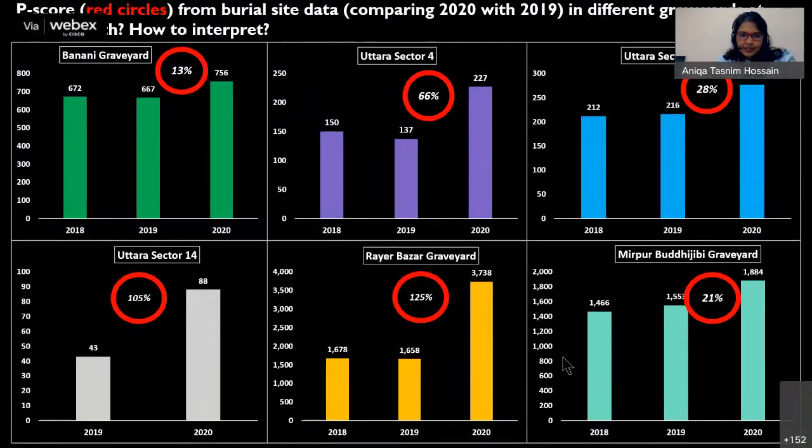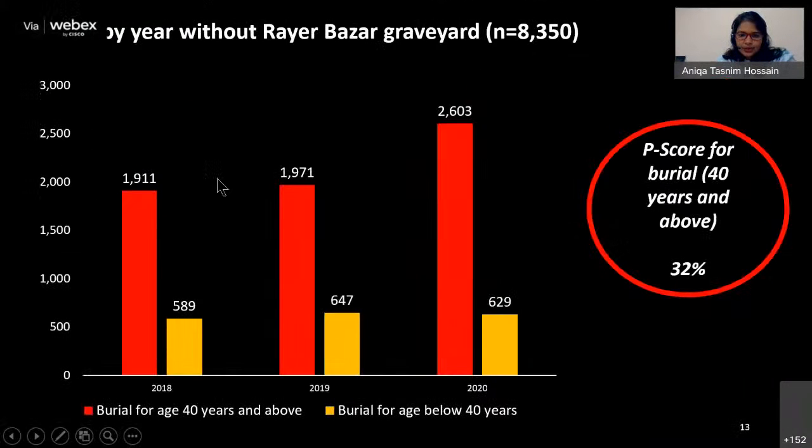And we tried to report on the excess mortality across the graveyards, and we acknowledge the heterogeneity across these graveyards. So we are having some interpretation issues here, because in all the graveyards we are observing different P scores, different levels of excess mortality. And in this particular graveyard, Rayar Bazar, we are observing a bit of high mortality because it was COVID dedicated from the beginning of the COVID pandemic. So we tried to exclude the data from Rayar Bazar while reporting on the P scores.